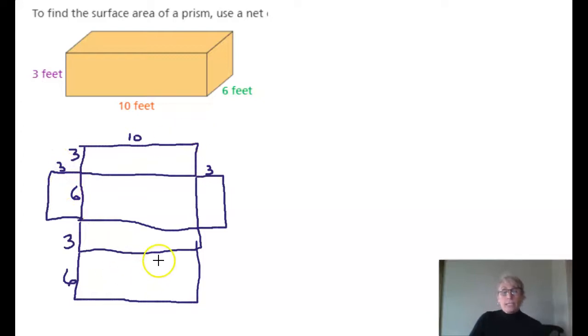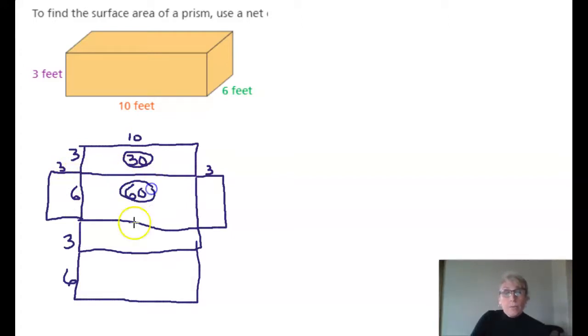Now that I have it all sketched out, I just have to find the area of each of the shapes. So this is a rectangle here. It's 10 by 3. 10 times 3 is 30. So the area of this rectangle is 30. And I'm going to circle it so that I know that that's the area of that. This is 10 by 6. 10 times 6 is 60.